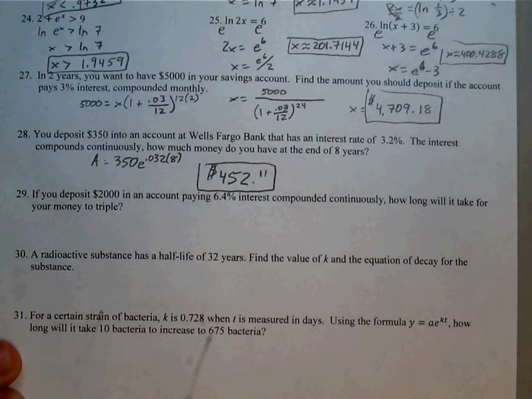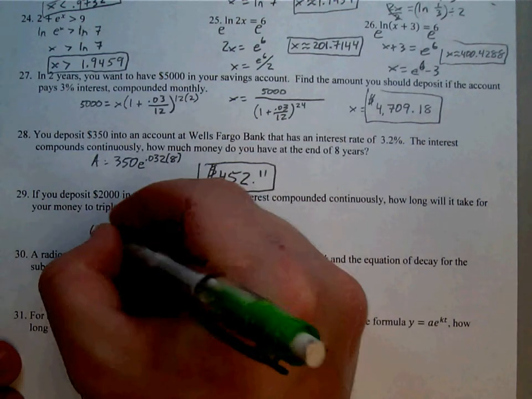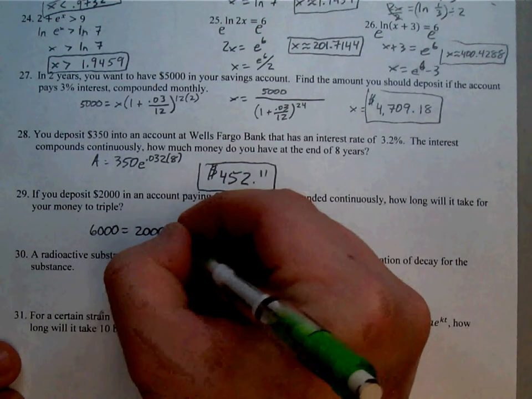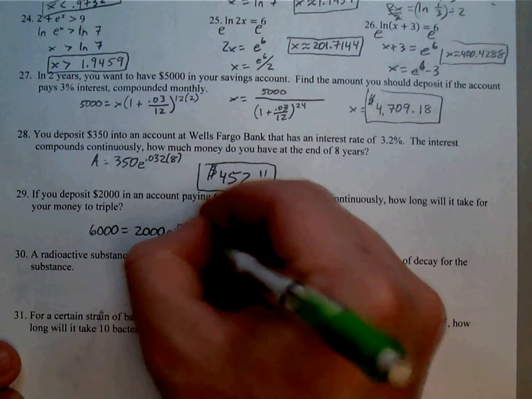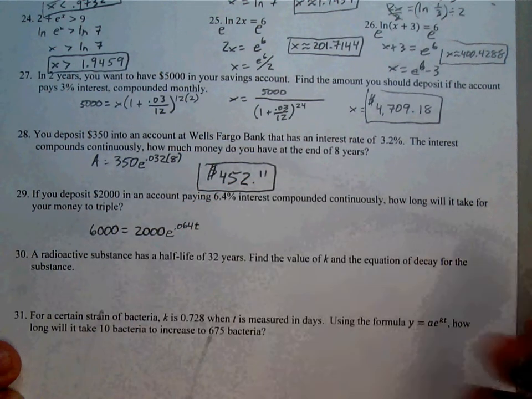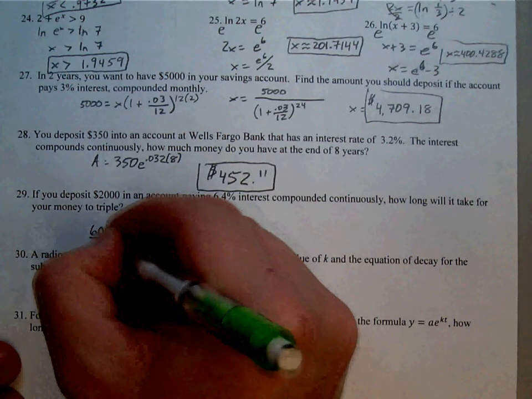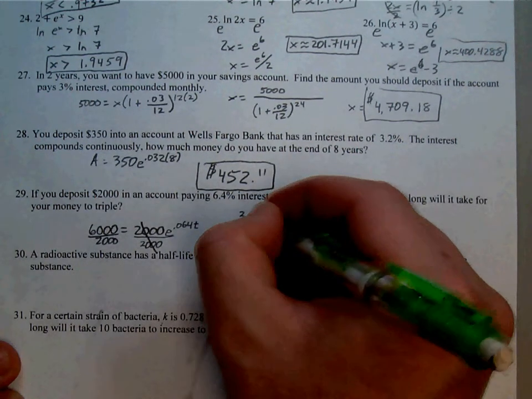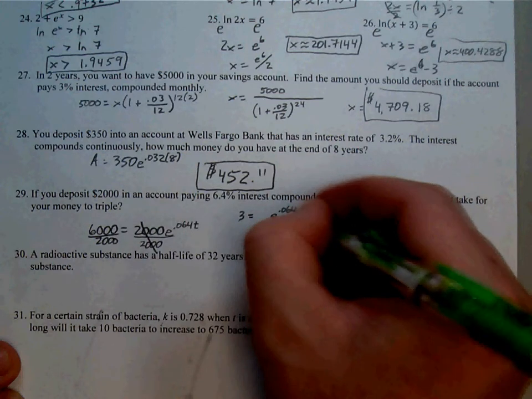If you deposit 2,000, 6.4% interest compounded continuously. We want the money to triple, so we want 6,000 at the end. Start with 2,000. Our rate is 0.064. We don't know how much time. We're trying to figure that out. I would start by dividing by my 2,000. So we get 3 equals E to the 0.064 t.